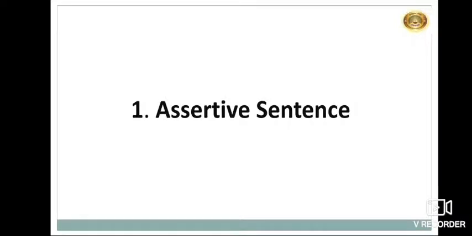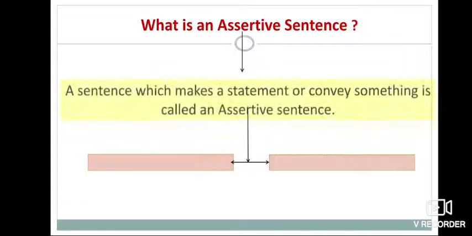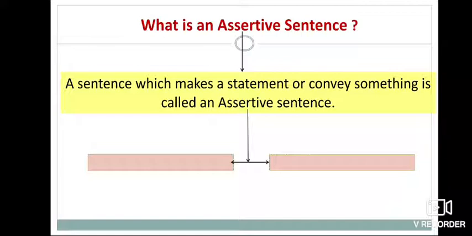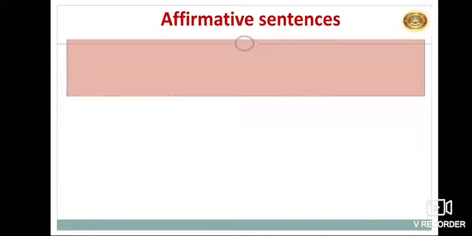Now what is an assertive sentence? A sentence which makes a statement or conveys something is called an assertive sentence. That means a sentence which tells or gives information about something or someone is called assertive sentence. Assertive sentences are of 2 types, affirmative sentence and negative sentence. Now first we will know what is affirmative sentence.